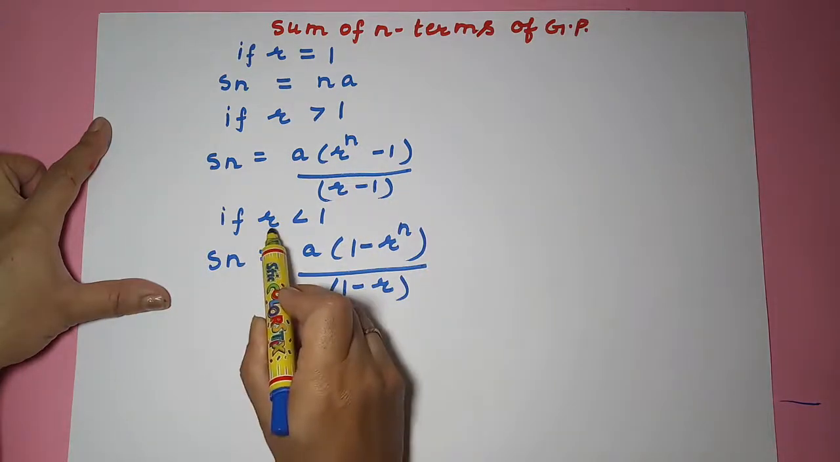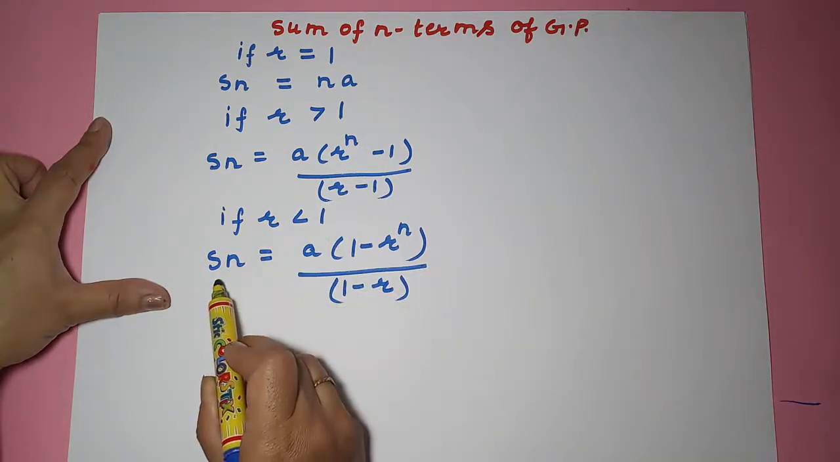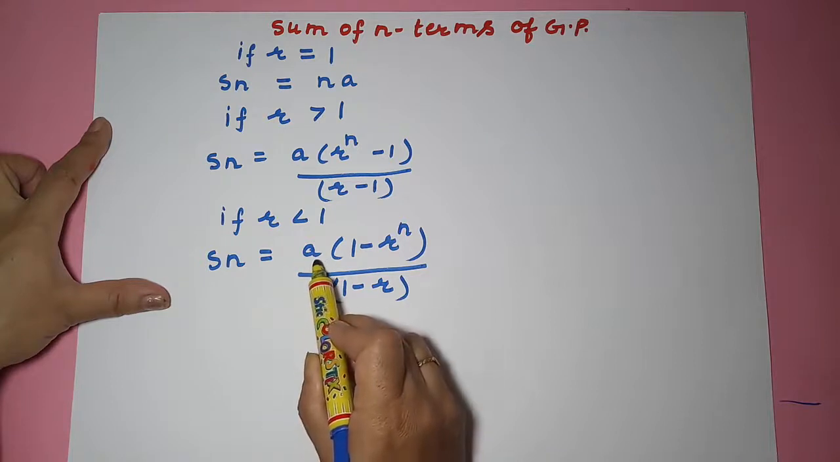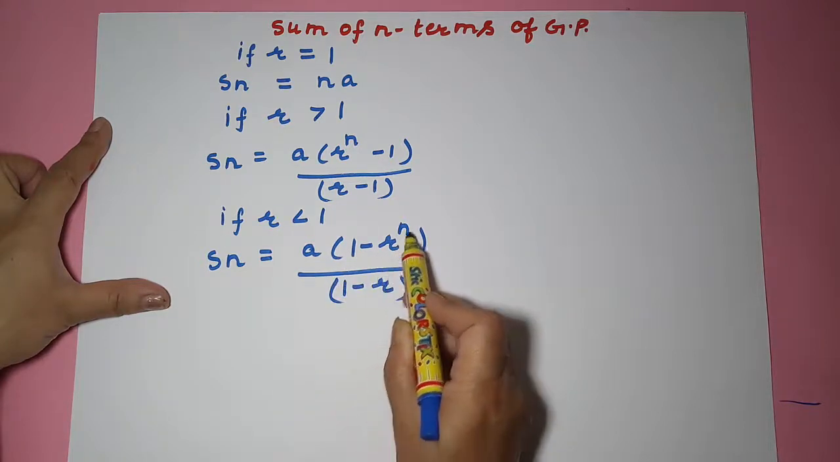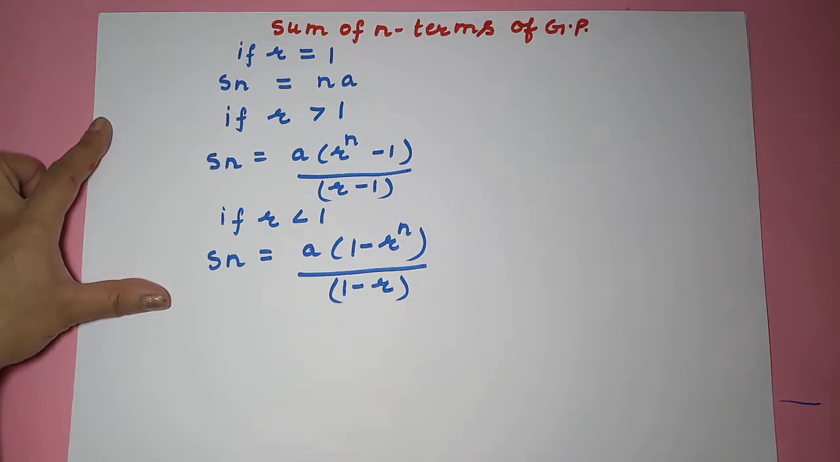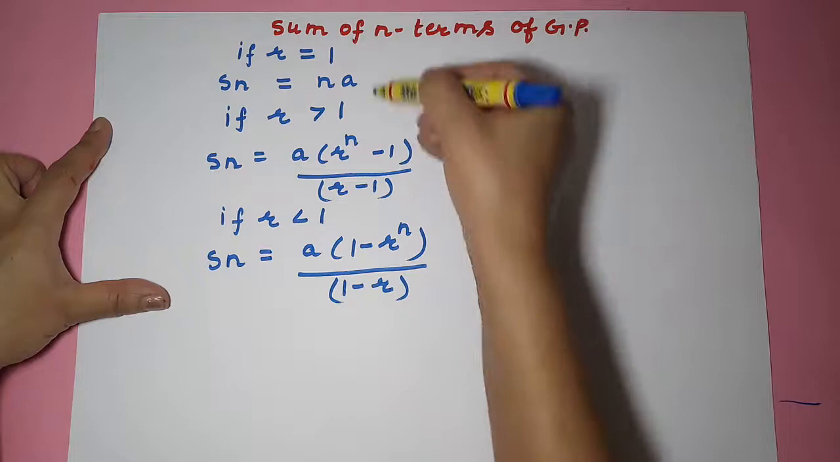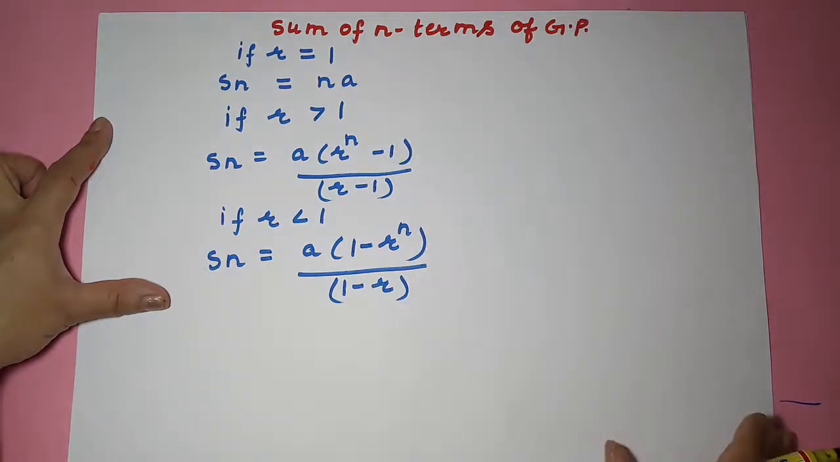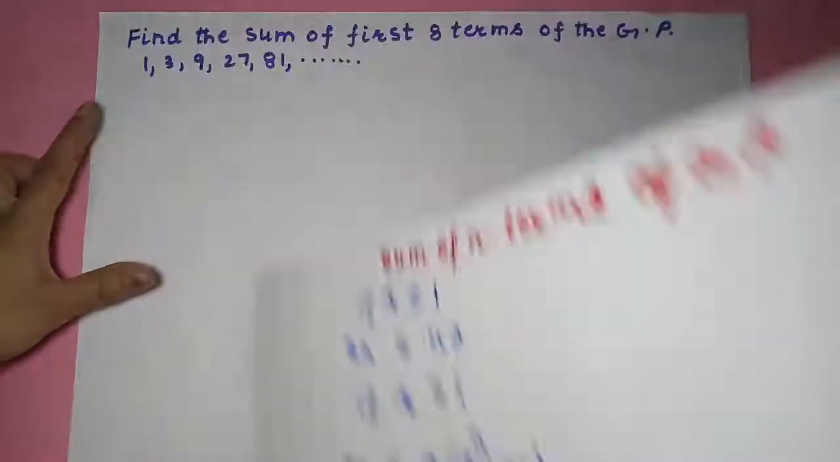A into R raised to n minus 1 upon R minus 1. But if your R is less than 1, then the sum can be calculated as A into 1 minus R raised to n upon 1 minus R. So it wholly depends upon the common ratio. We have to check what our common ratio is and then apply any of the formulas given over here. Let's try some sums based on this.